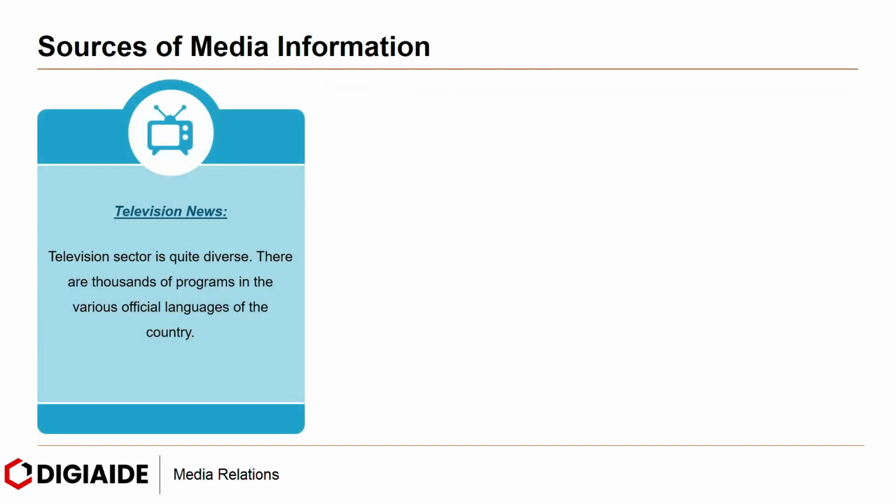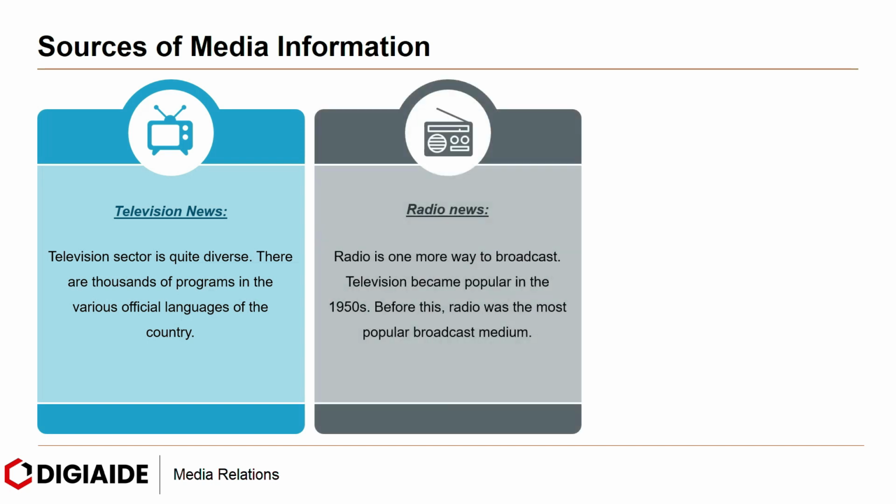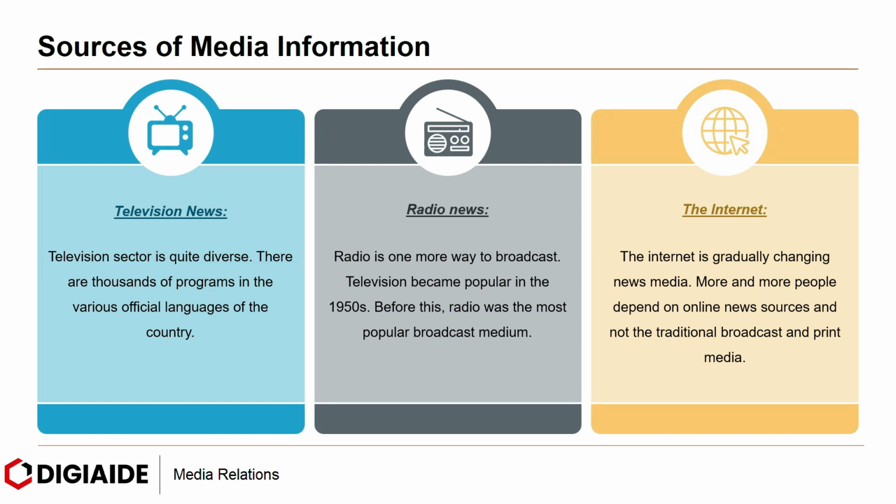Next, television news. The television sector is quite diverse. There are thousands of programs in various official languages of every country. Next is radio news. Radio is one more way to broadcast. Television became popular in the 1950s. Before this, radio was the most popular broadcast medium. And finally, the internet. The internet is gradually changing news media. More and more people depend on online news sources and not the traditional broadcast and print media.